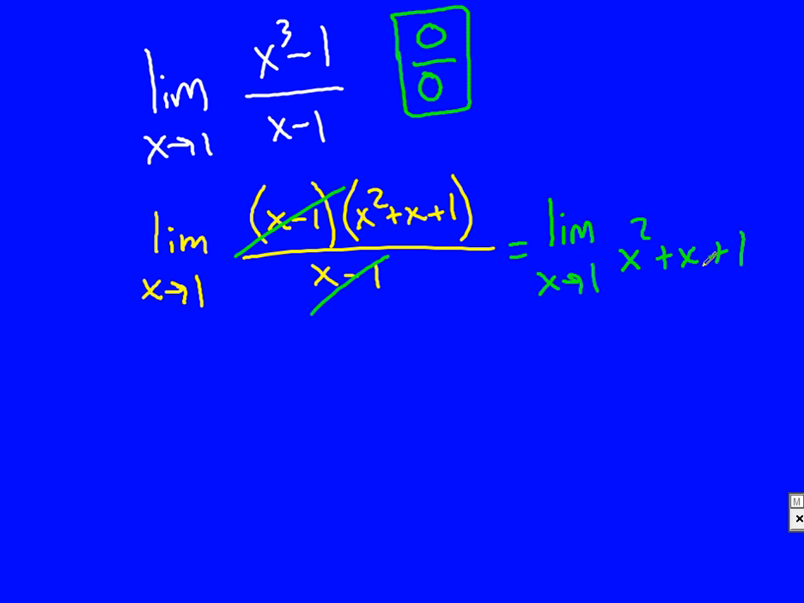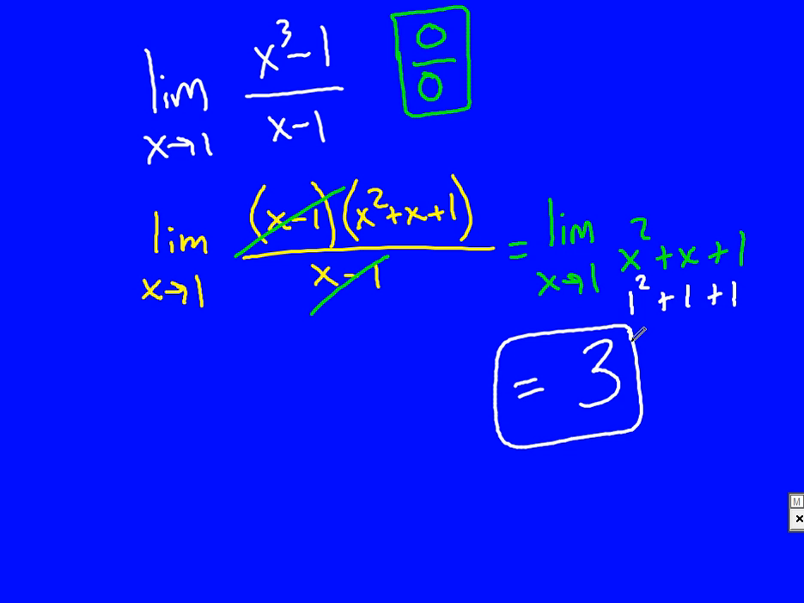This is when I canceled. This is what's left. Now that I've canceled, I need to try to just plug right in again. Well, I can now plug in a 1 here and get 1 squared plus 1 plus 1. That gives me my limit. My answer is 3. Once I plug in, I don't need to write limit anymore. So now I have just a limit of 3.